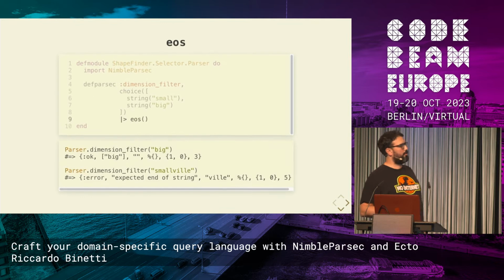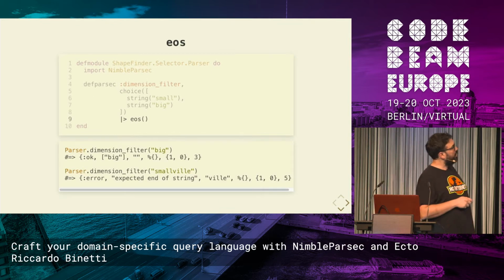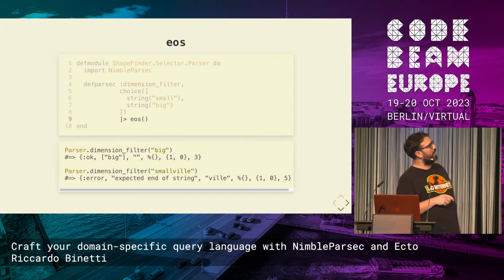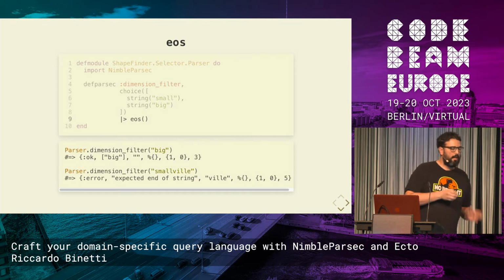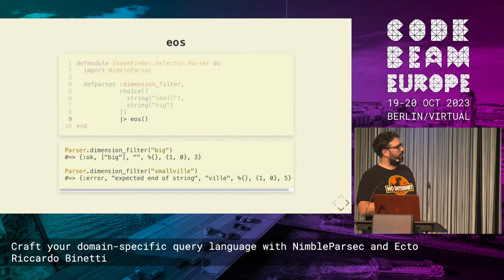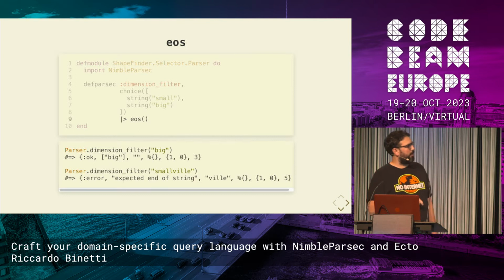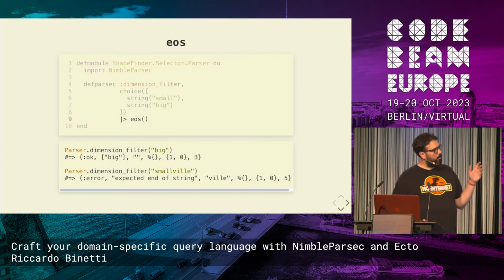To do that, we introduce another combinator, the EOS, or end of string combinator. And here you can see that we are combining the combinators by just piping the output of one to the input of the other one. The EOS combinator basically ensures that at the end of parsing, we consumed all the input. And you can see that from here, because now if we pass smallville, we are just going to get expected end of string, et cetera, et cetera. So almost there for our dimension filter.